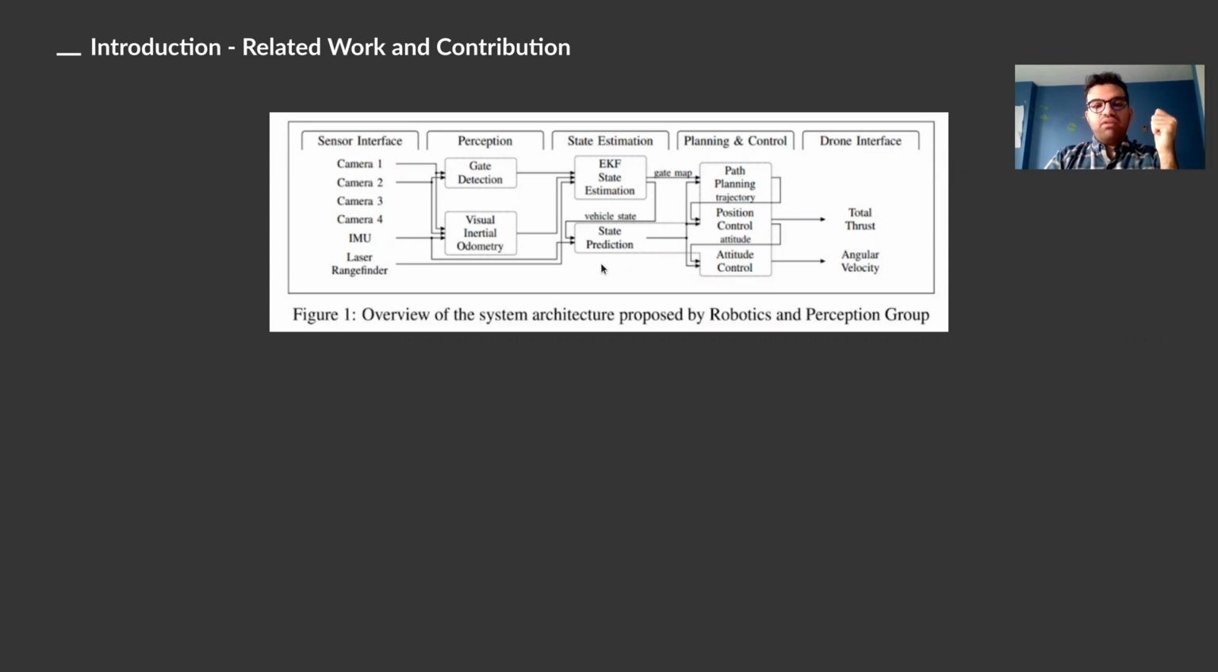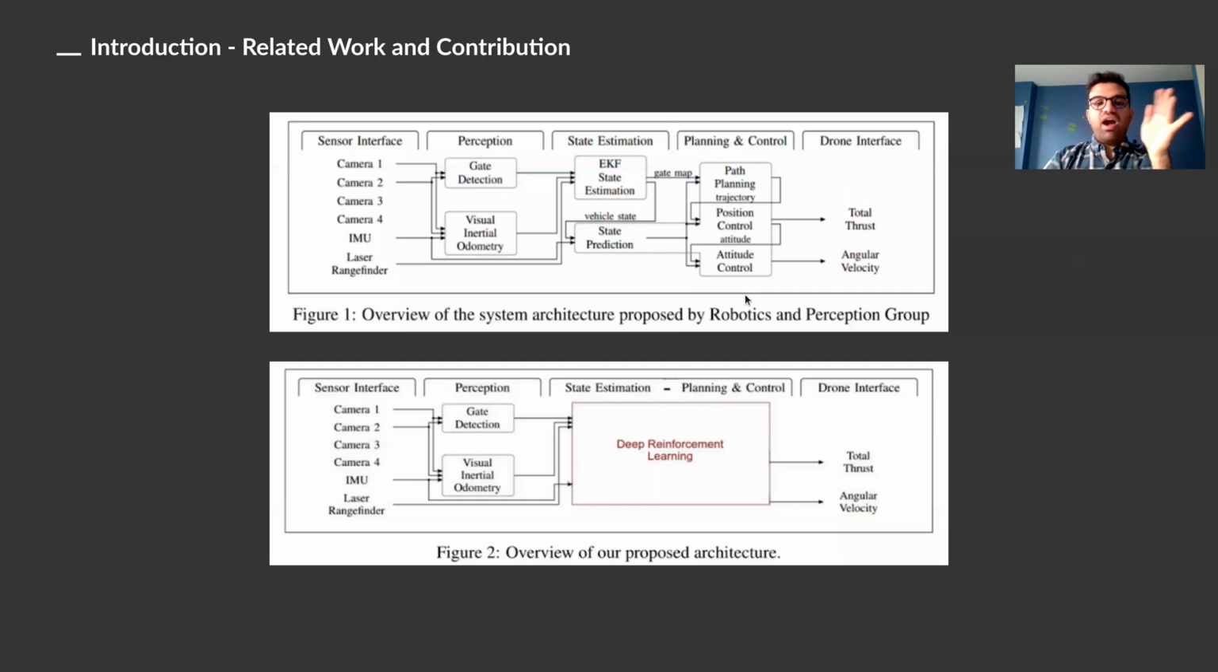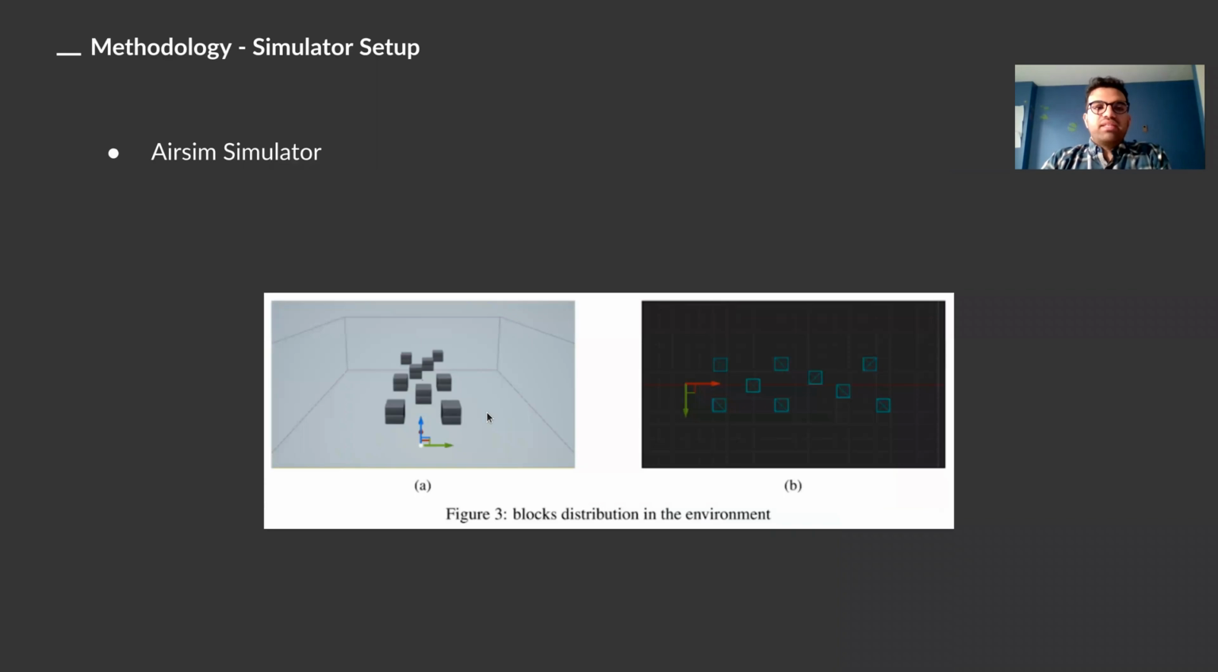The idea of our project is inspired by their system design, and we came up with the idea of replacing their state estimation as well as their planning and control module with a deep reinforcement learning agent while keeping the perception module. To do our experiment, we chose the AirSim simulator, and in the right-hand side figure, you can see a top view of a simplified scenario. A drone has to start from one side of the room and go to the other side as fast as possible while passing these static objects.